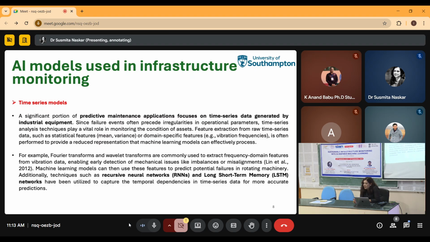So once these features are extracted, the machine learning model can help us predict more accurately whether there is a potential failure or whether we need scheduled maintenance.